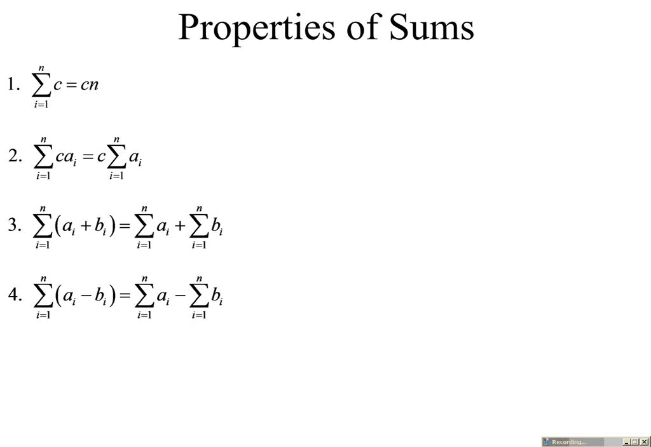Some properties of sums that you should be able to work with. First one, sum of a constant. Sum from i equals 1 up to n of a constant. We can simply take the constant times the upper bound. So in other words, if I have something like the sum from i equals 1 up to 8 of 10, all I do is take the constant times the upper bound. That sum would be 80.